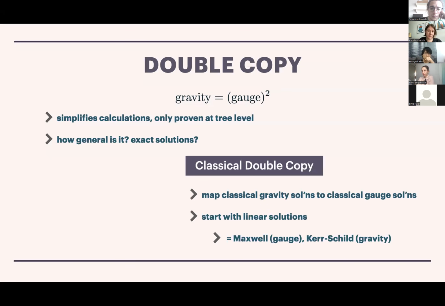So classical double copy is trying to map classical exact gravitational solutions to classical exact gauge solutions, and sort of starting with the most basic thing, which is the linearized solutions. So in gauge theory, that means Maxwell solutions. And on the gravitational side, that means Kerr-Schild solutions, which I'll talk about what that means next. Also, feel free to interrupt me with questions because I always go way too fast in my talk. So any questions I would appreciate to slow me down.